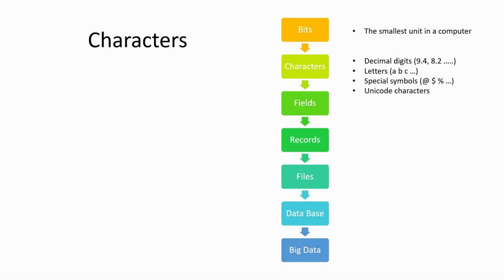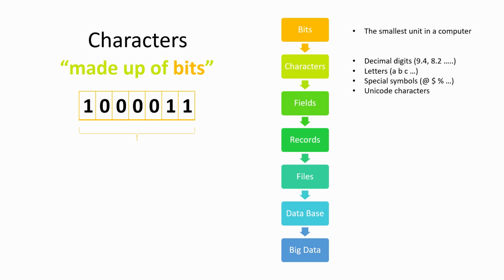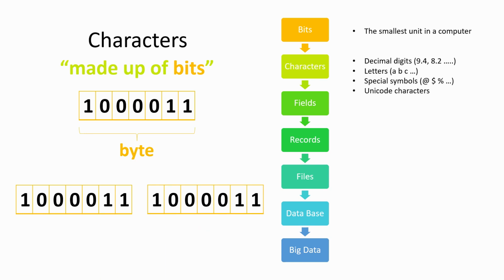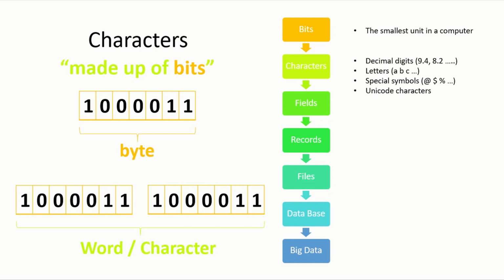Characters are made out of bits or bytes. As mentioned before, 1 byte has 8 bits. Therefore, a character is made out of 2, 6, or 8 bytes. Examples of characters are letters, numbers, and special symbols such as the dollar sign, the percentage sign, and so on.